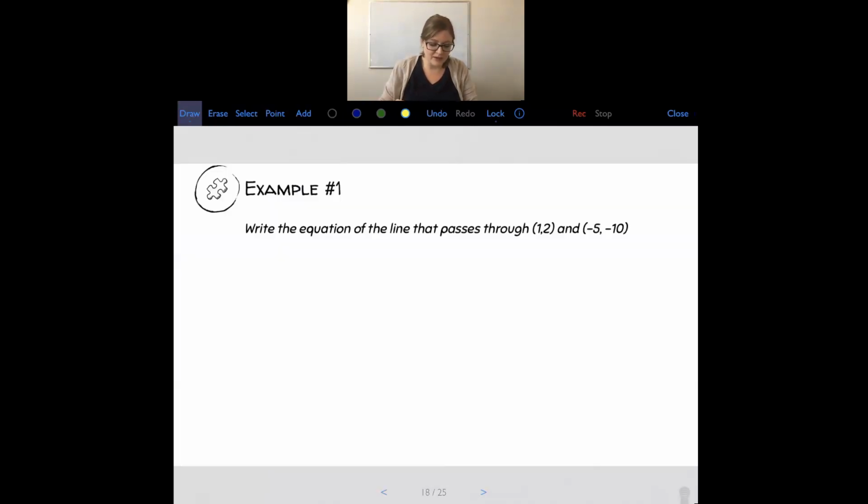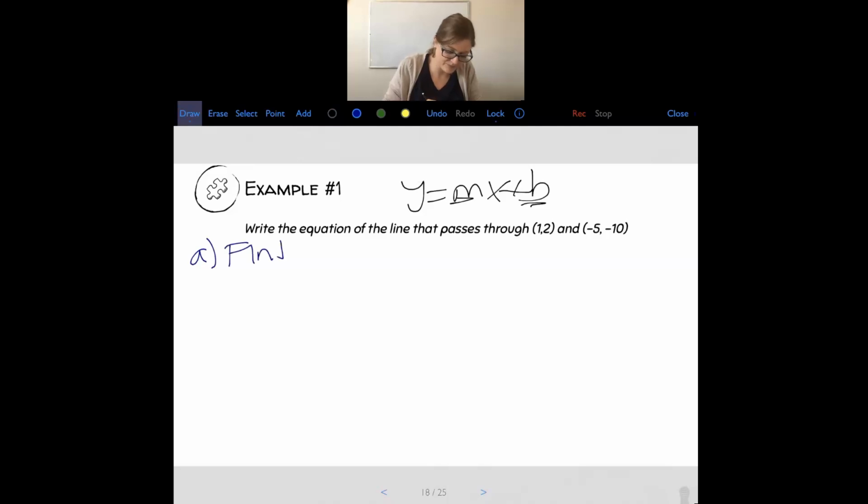So in example 1, write the equation of the line that passes through (1, 2) and (-5, -10). So remember, if we can, we want to get it in the form of y equals mx plus b. In order to do that, we need m and we need b, and so we'll first need to find the slope. Okay, so the first step is to find m. In order to do that, we use our formula for slope.